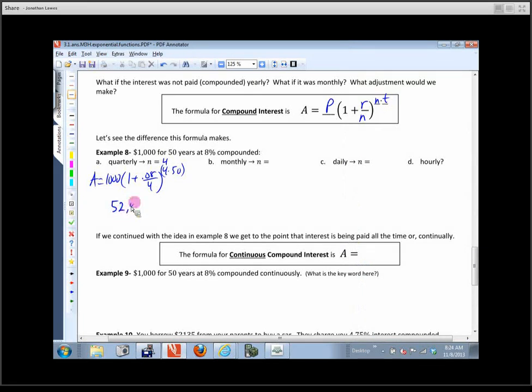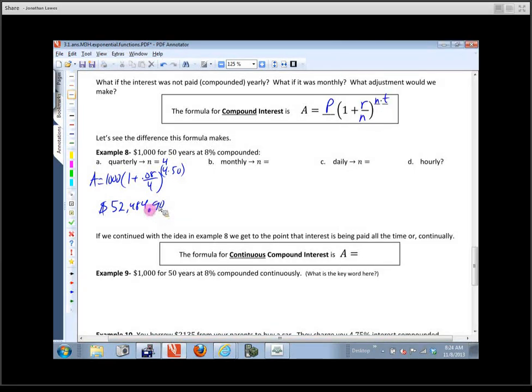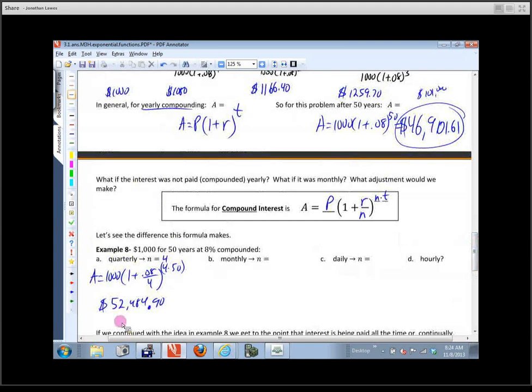So instead of paying every year, if they pay us every quarter, every 3 months, 52,489. Way off. 90 if we rounded, right? Okay? That's pretty good. Under the old scenario, per year we got 47, now we got 52. We got over $5,000 more if they'll just pay us interest every 3 months.